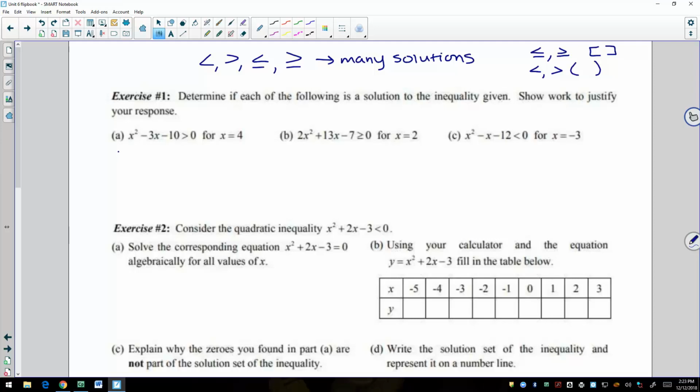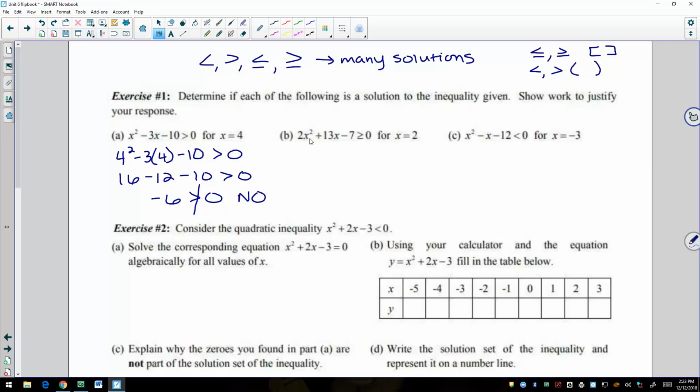So in here I'm going to have 4 squared minus 3 times 4 minus 10. And I'm going to see if that is greater than 0. 4 squared is 16. Negative 3 times 4 is 12 minus 10. We want to know, is that bigger than 0? 16 minus 12 is 4. Minus 10 is negative 6. Is negative 6 bigger than 0? No. So therefore, x equals 4 is not a solution.